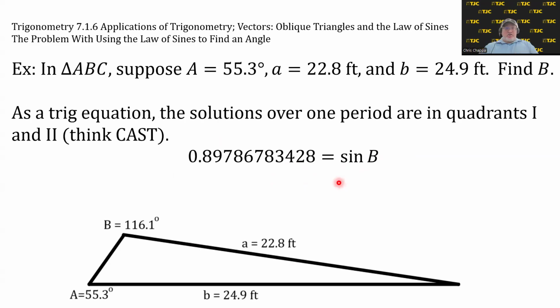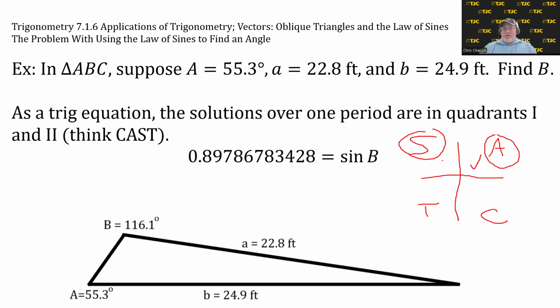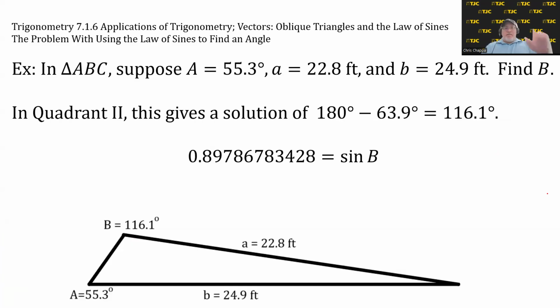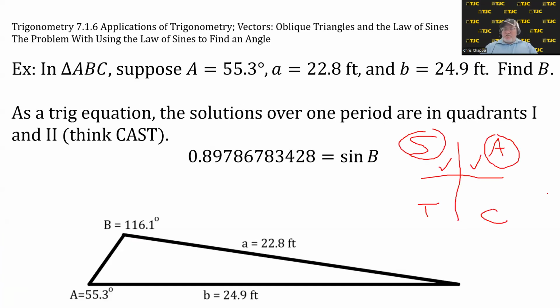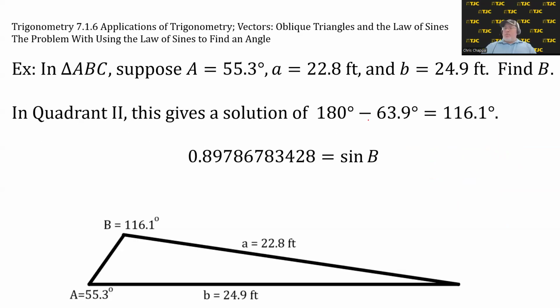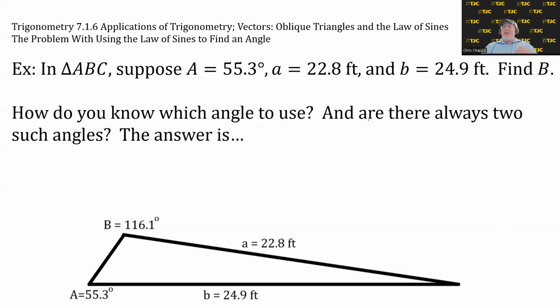Now, as a trig equation, and this is where it gets a little bit more theoretical, the solutions to sine of an angle equal a positive number are in two quadrants. Think CAST. Sine is positive in quadrant 1 and quadrant 2. Inverse sine can only give me an answer here. There's also a solution to this equation in quadrant 2. The inverse sine can only give me the 63.9 degrees. But if you put that as a reference angle in quadrant 2, in other words, if you put 63.9 degrees right here and then measure it from standard position, you get the 116.1 degrees.